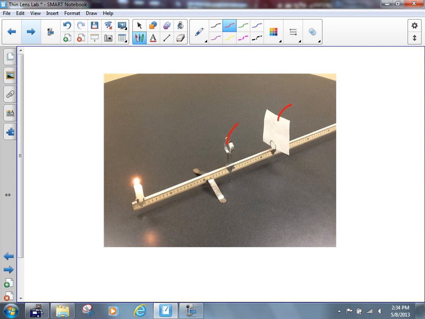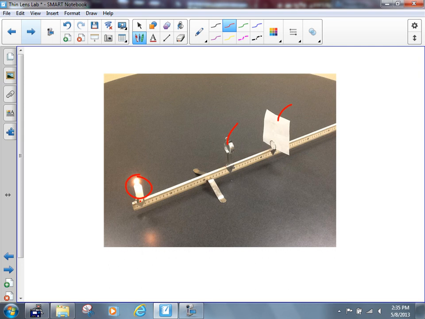Right here is a card. That's going to act as our screen. That's going to be held in place by a screen holder. We can attach that to the meter stick as well. Down here we have a candle and a candle holder that attaches to the meter stick. The candle will be our object. We want an object that generates its own light, because that object tends to be brighter than other objects.